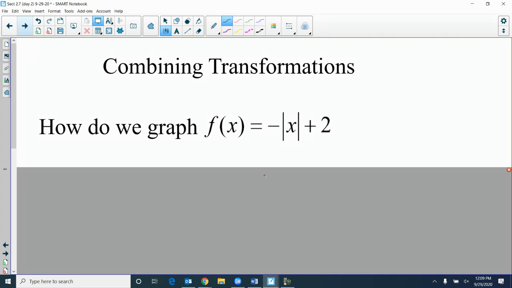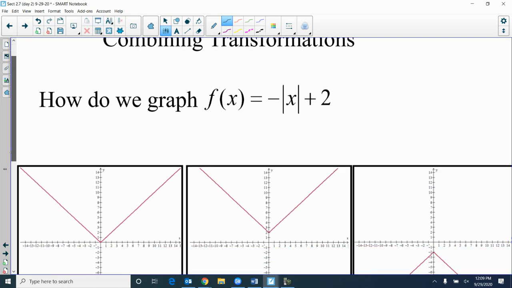Left. Up. Up. We'll go up. To be left or right, it has to be inside of it. If it's totally outside, it's going to move it up. So we got two things going on. So that's going to be an issue.